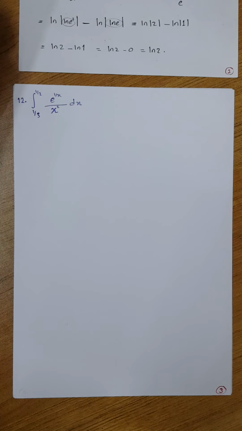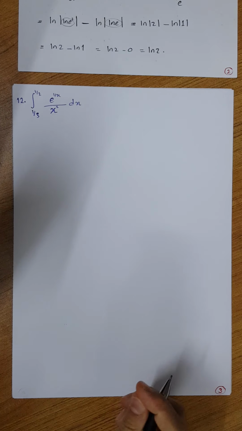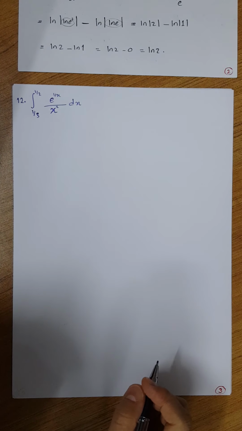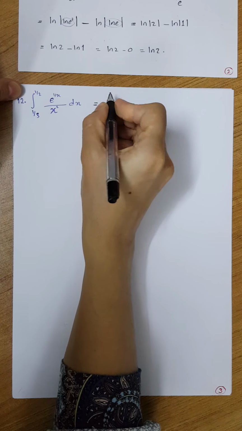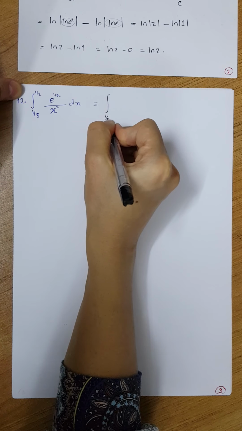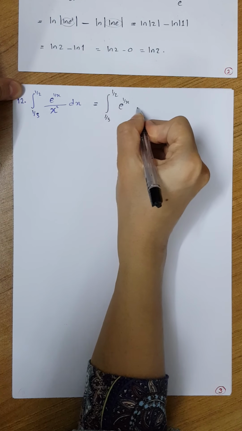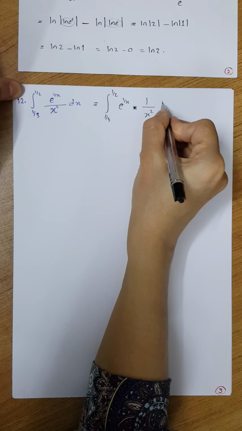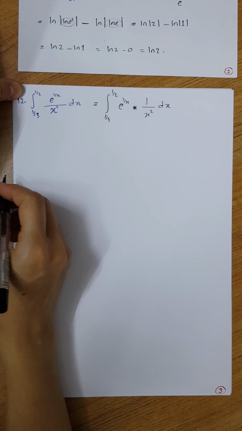We have got another example, integration from 1 over 3 to 1 over 2 of e to the power of 1 over x all over x squared dx. Before using the substitution method, let me rewrite this in another way. I can write this integration as e to the power of 1 over x multiplied by 1 over x squared dx, so that it would be easier for you to see how the substitution is made.